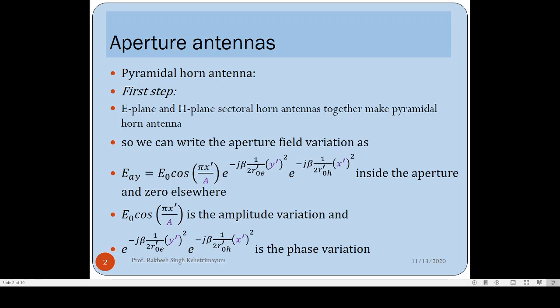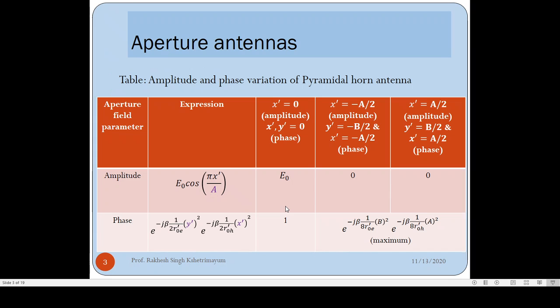The next step is to find the 2D Fourier transform. Just before that, let us look closely at the amplitude and phase variation of the pyramidal horn antenna. The amplitude variation was E0 cos(pi x'/a). When x' is 0, this has the maximum value E0. When x' is minus a/2 or plus a/2, at the two ends of the mouth of the horn antenna, you have 0 electric field. So it has a cosine variation, maximum at the center of the mouth and minimum at the two ends.